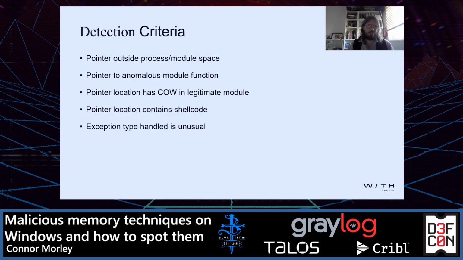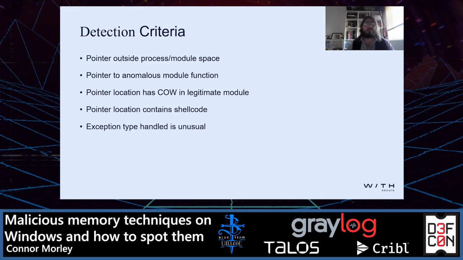So when it comes to detection criteria: pointers outside process module space, i.e. VirtualAlloc just to anywhere for shellcode. Pointer to anomalous module functions. So again, if there's a randomly named module and this VEH is pointing to it, pretty suspicious. Pointer location has COW in legitimate module. So this is to say copy on write, which is effectively a page modification in a shared library. If the VEH is pointing to a process-specific memory page within a legitimate module, but only that page, that's pretty sus and should probably be looked at to make sure that that particular function hasn't been hooked in order to prevent further malicious action by basically triggering off from that hook.